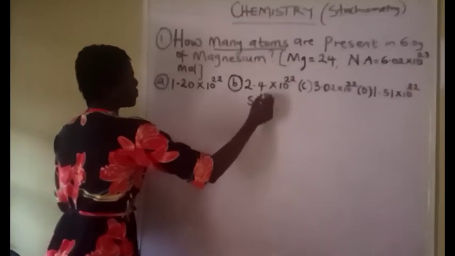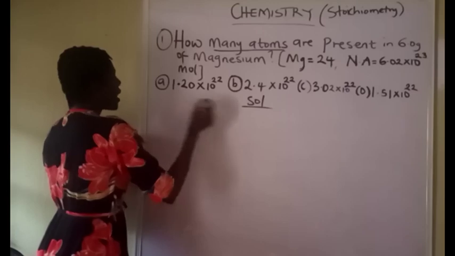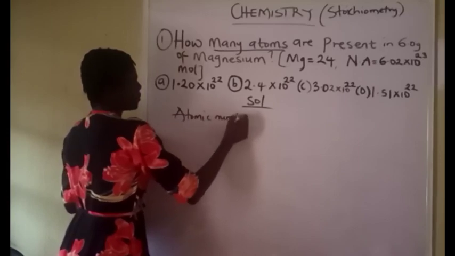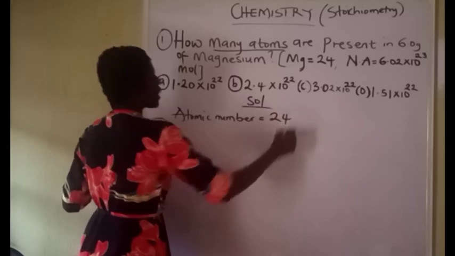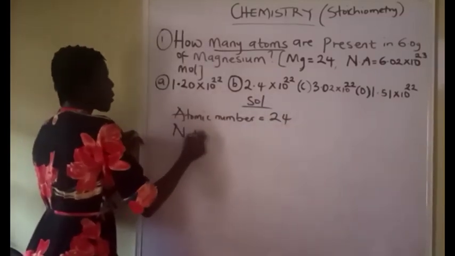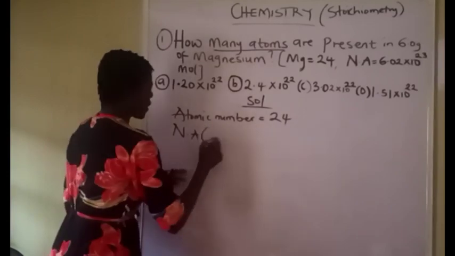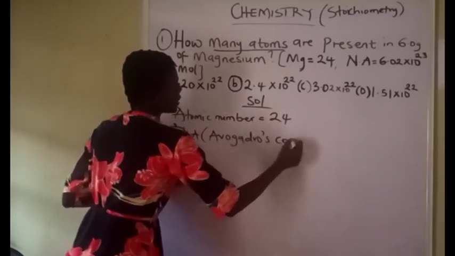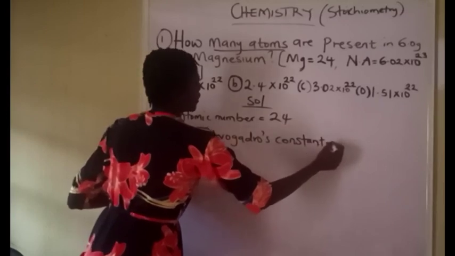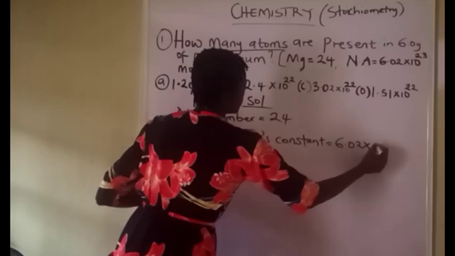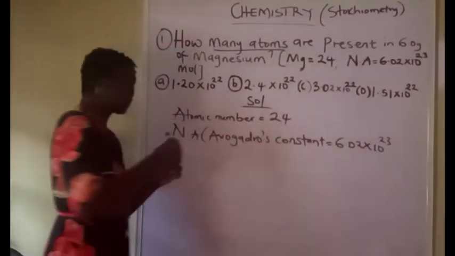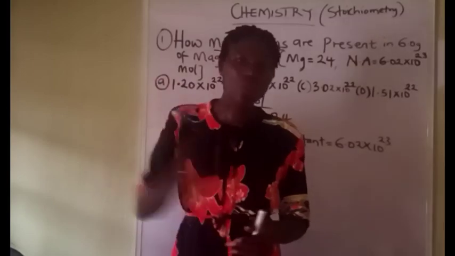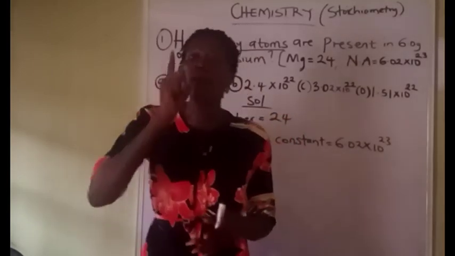Let's write the solution and get the data given. Our data given is the atomic mass of magnesium, which is given as 24. And we have this NA, otherwise called Avogadro's constant or number, given as 6.02 times 10 to the power 23. Now, what is Avogadro's constant or number? Avogadro's constant is the number of atoms, molecules, or particles in 1 mole of a substance.